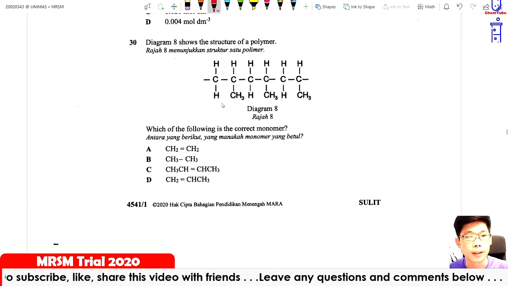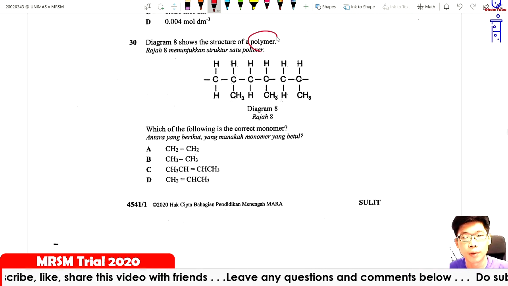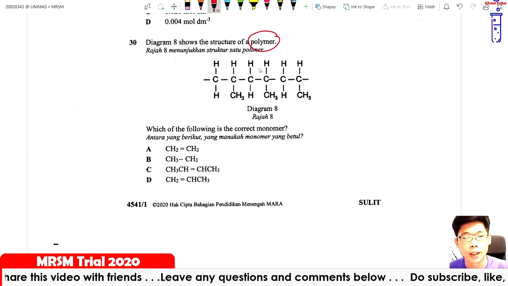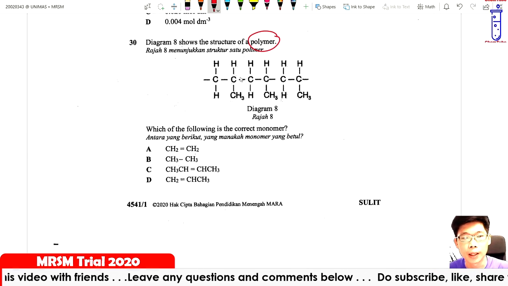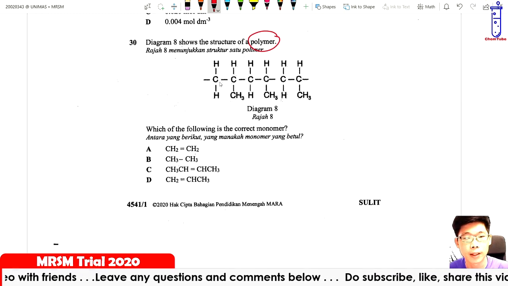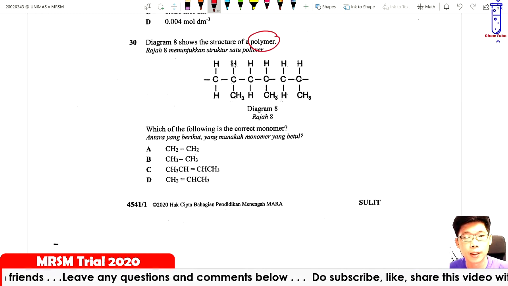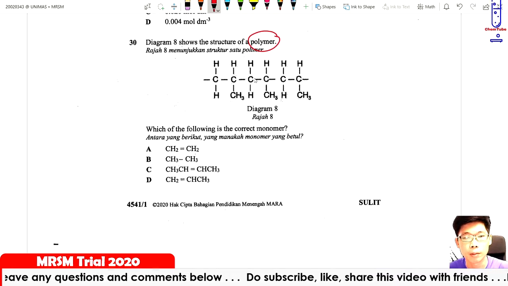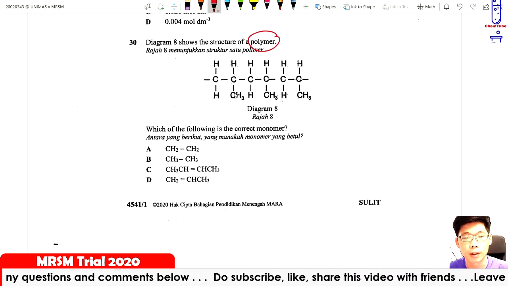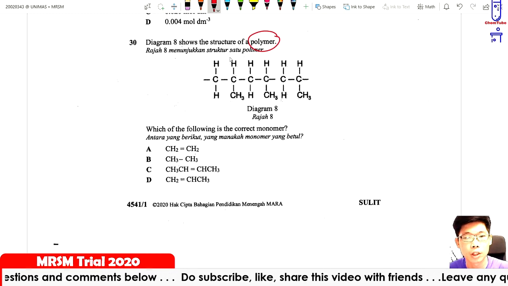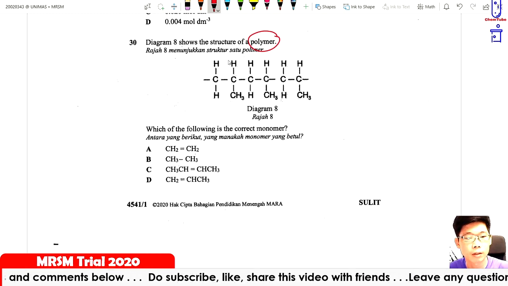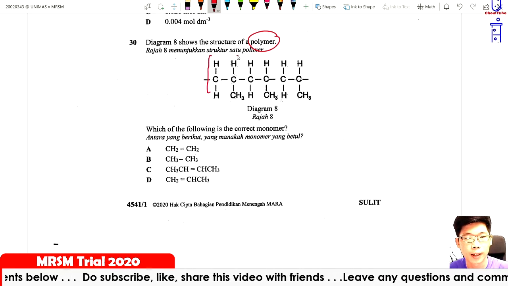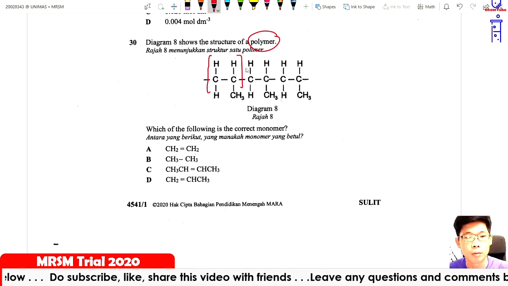30. The diagram shows the structure of the polymer. From polymers, you'll see some of the units are repeating. For example, you can see CH2, CH, CH3, then CH2 again, meaning this one repeats with this one. So you can just take out one part of it. Yes, this is the monomer of it.